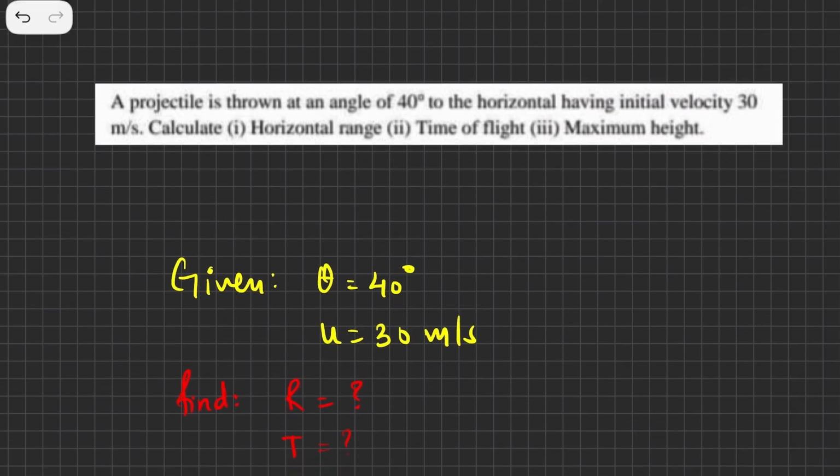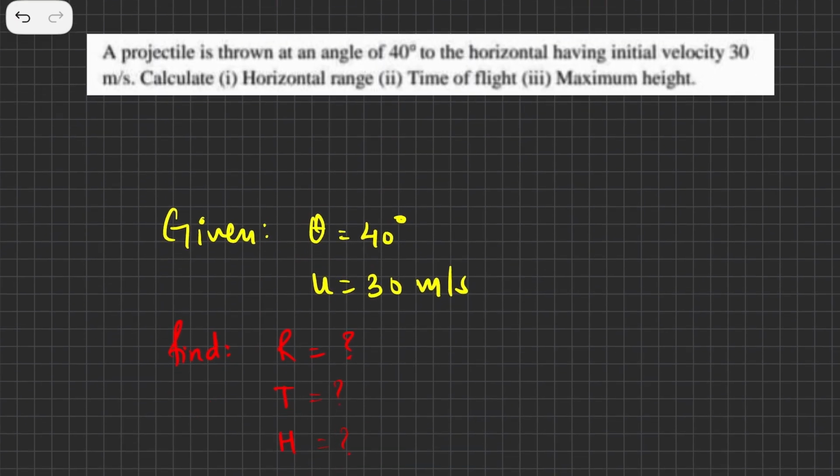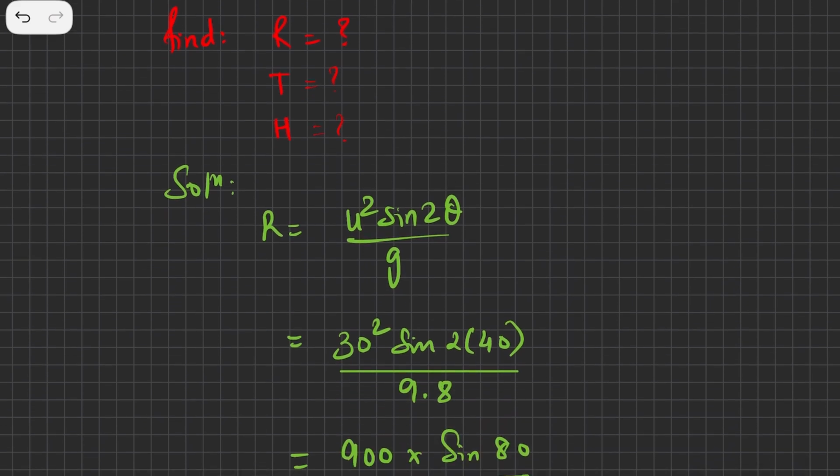The given data I have represented in the tabular form. Theta is given as 40 degrees, initial velocity is 30 meter per second, so everything is in the proper system of unit. They have asked us the range, the time of flight, and the maximum height. So let's go ahead. The formula for range is u square sine 2 theta by g.